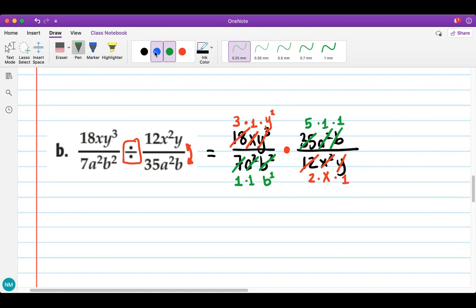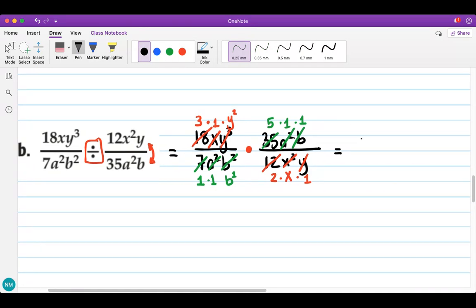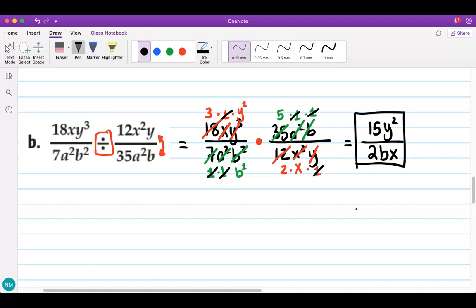And so now we can multiply across. And so we have 3 times 5 is 15. 1, and then y squared is left, right? All these 1s don't really matter when we're multiplying. So we have 3, 5, and y squared, which is 15. And then we have b, 2, and x, which is 2bx. Again, it should be already simplified, which it is.